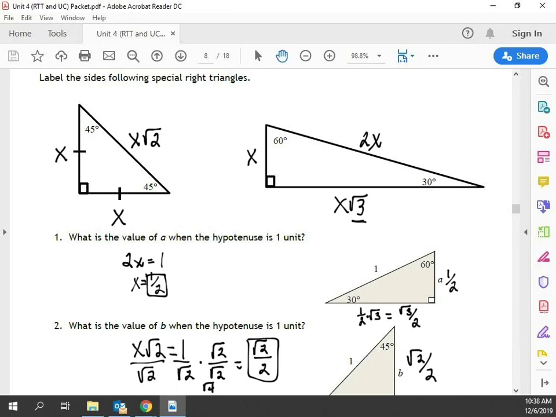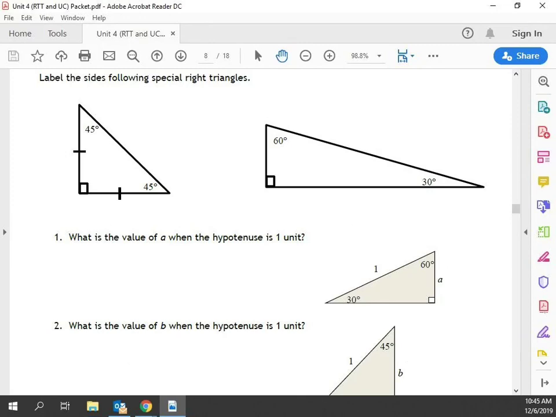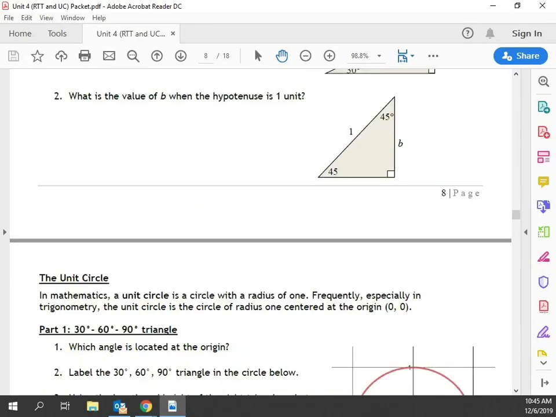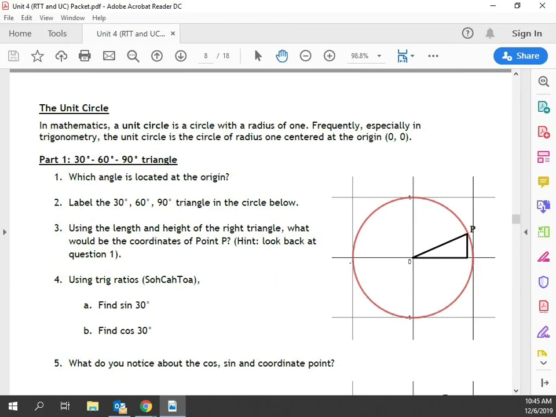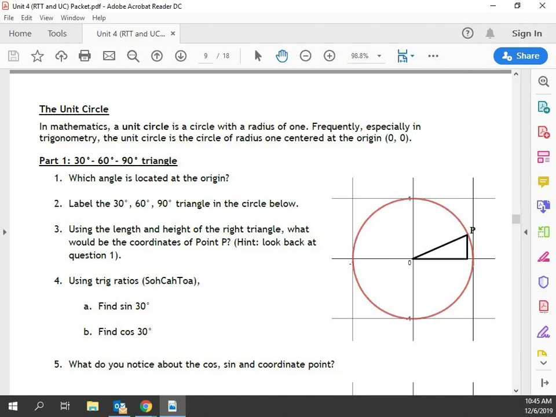Think about those three values for a second. And where are they at? Located on these triangles. Because now what we end up doing is, let's apply this if we have what's called a unit circle. Basically what a unit circle is, it's a circle that has the radius of 1.